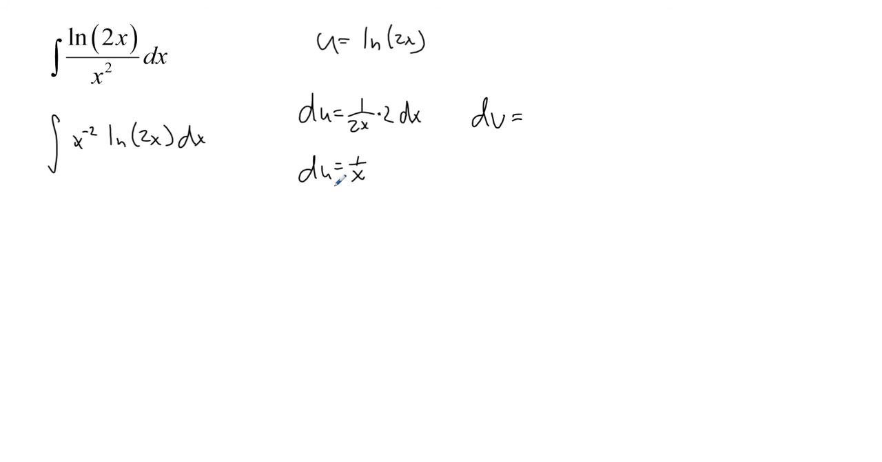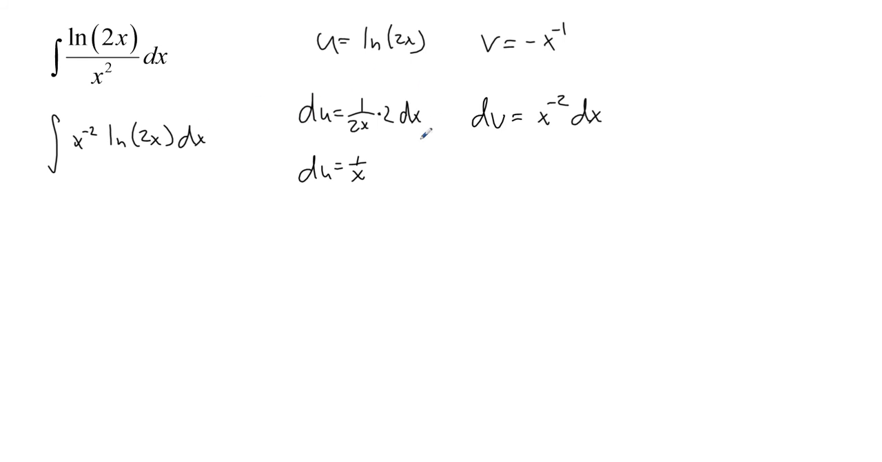Then I'm going to let dv be this x to the negative 2 dx, and then do the integral of that, and that'll make v equal to negative x to the negative first power, because I add 1 to the negative 2, that gives me negative 1, and then it'll be negative 2 plus 1, again, give me a negative 1 on the bottom, which gives me the negative there.